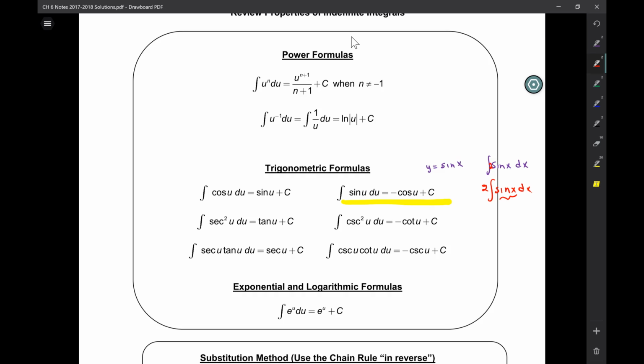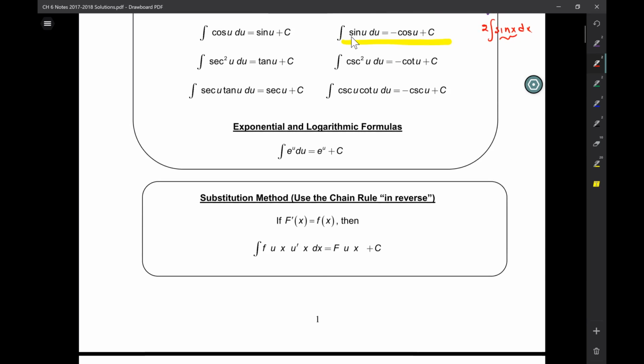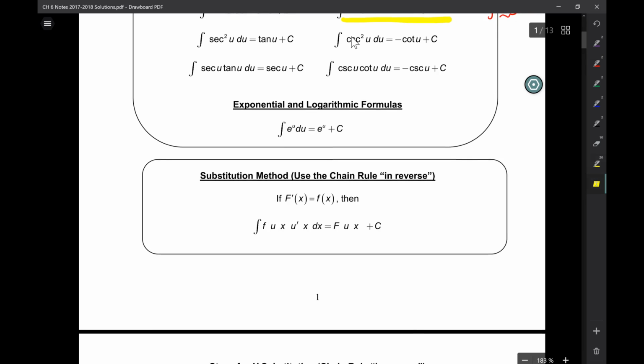Now, what we're going to do in this lesson is, what if it's not just the default sine of x? What if it's sine of 2x plus 1? What if it's sine of cosine of x? Okay, sine of root x. So with that, what we have to do is the substitution method. All right, so basically all this is the chain rule in reverse. All right, so what we do is this.